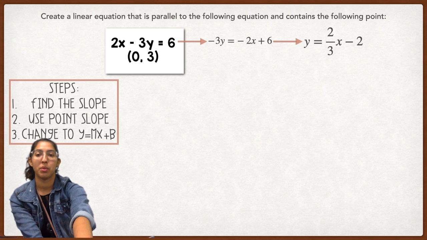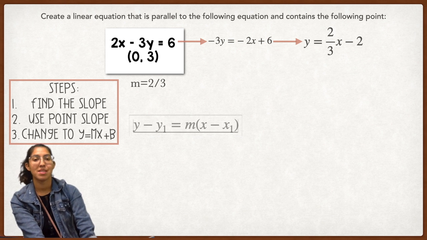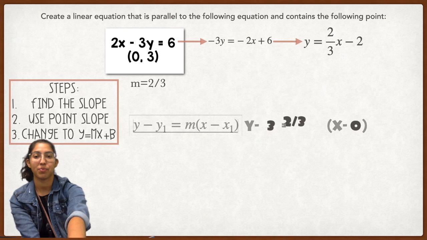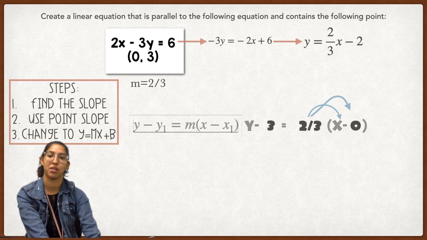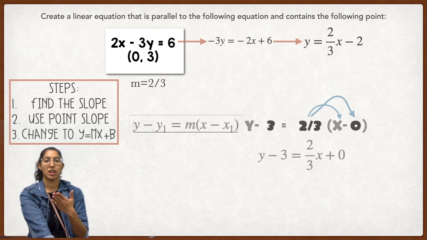We're going to plug in what we know. So y minus blank equals blank, parentheses x minus blank. So this 0, which is x1, is going to go over here by this x. This 3, which is y1, is going to go by this y. And this 2/3 is going to go in front of the parentheses. So let's distribute. So we end up with y minus 3 equals 2/3 x plus 0. So isolating for y, we're going to add 3 to both sides. y equals 2/3 x plus 3.